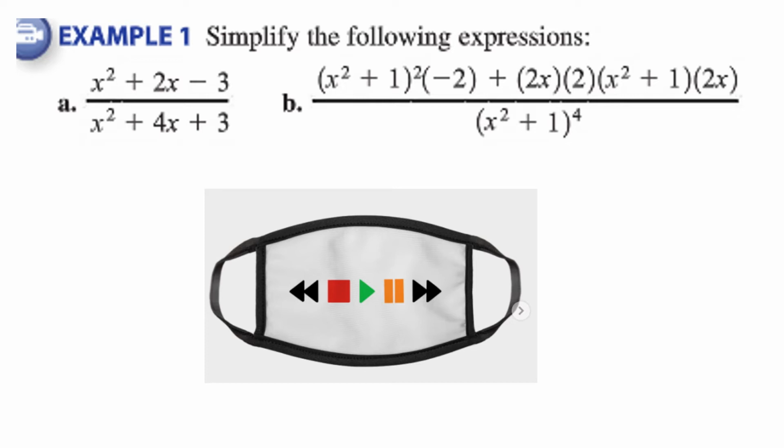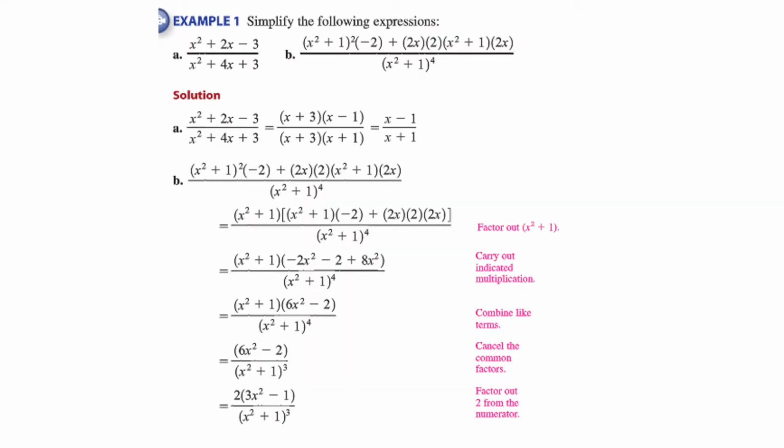Let's see how you did. On the first one, you should have factored and canceled out the common factor of x + 3, resulting in (x - 1) over (x + 1). In the second one, there are common factors of (x squared + 1), the whole quantity. So we factor that out of the numerator, and we cancel it into the denominator, and we simplify the numerator, and we get this as our final answer.